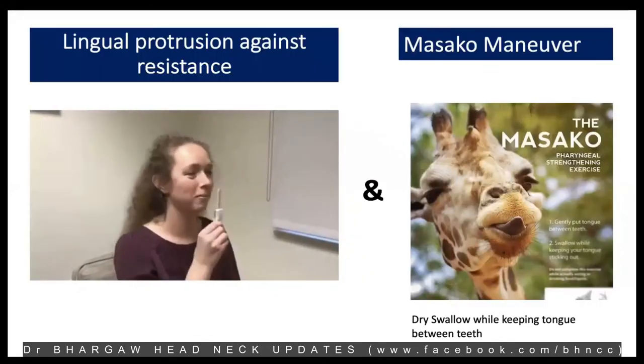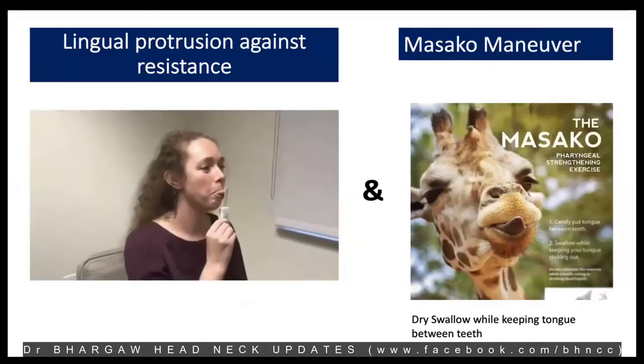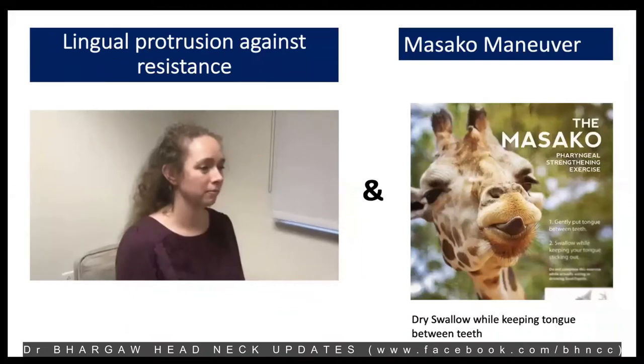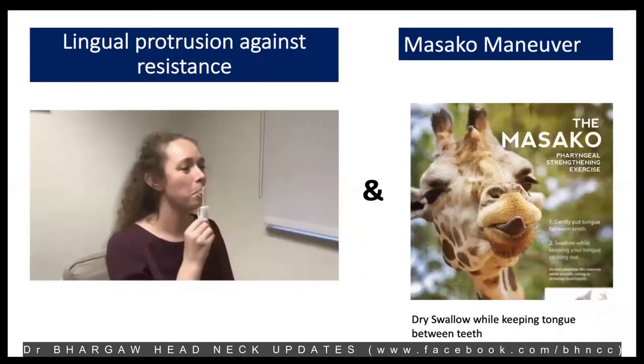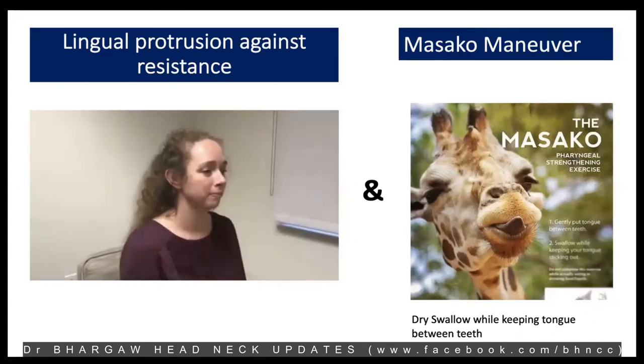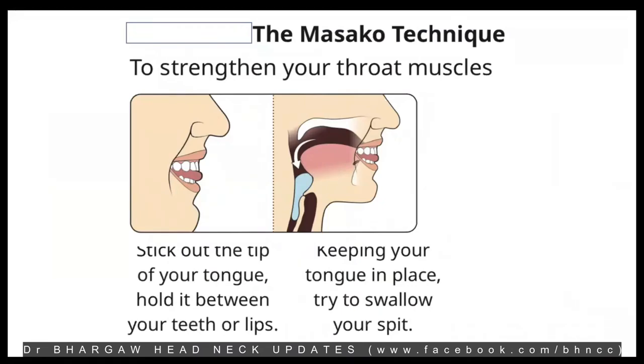You can also do lingual protrusion against resistance. Like I said, try to use a wooden tongue depressor, and keep pushing against it forward, back, posteriorly and laterally, doing different movements to strengthen the tongue. The Masako technique is illustrated much better here. You can see the tongue being held between the teeth, and you try to keep the tongue in that place and try to swallow. So you're just swallowing the saliva with the base of tongue.